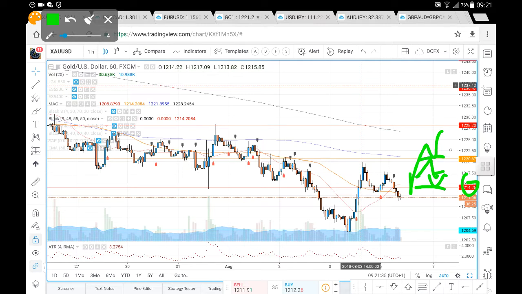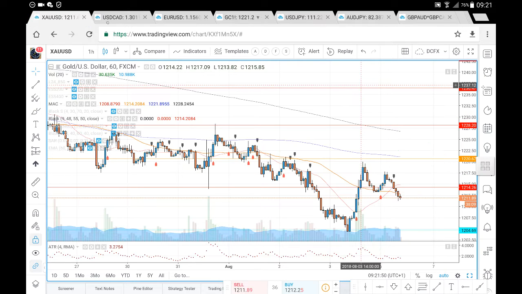If however we do break and hold above 1220.26, with 1220.67, we're then looking for price to set up towards that 1228.20 here on the XAUUSD, where we do have the added confluence of the 400 period moving average.